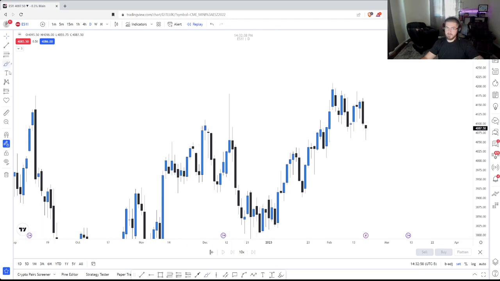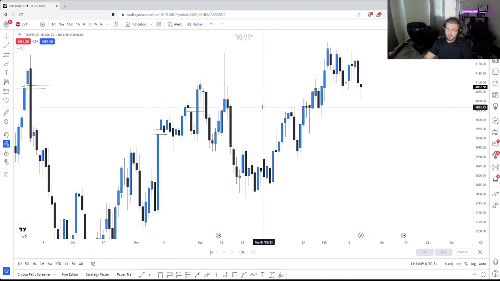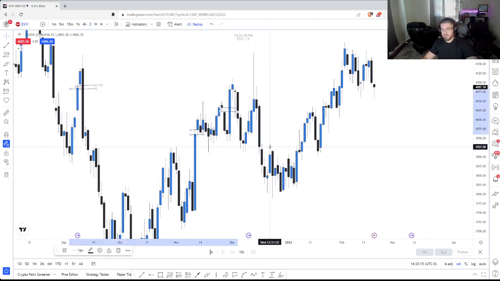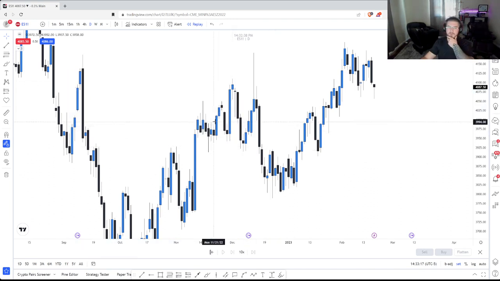Like for instance, here's a volume imbalance. Here's a volume imbalance. Here's a volume imbalance. They're basically just gaps. People in the stock market have been trading these for a long time. It's not like ICT created this, it's just a different name. But gaps like to be refilled. Just kind of instill that in your brain. Gaps like to be refilled.